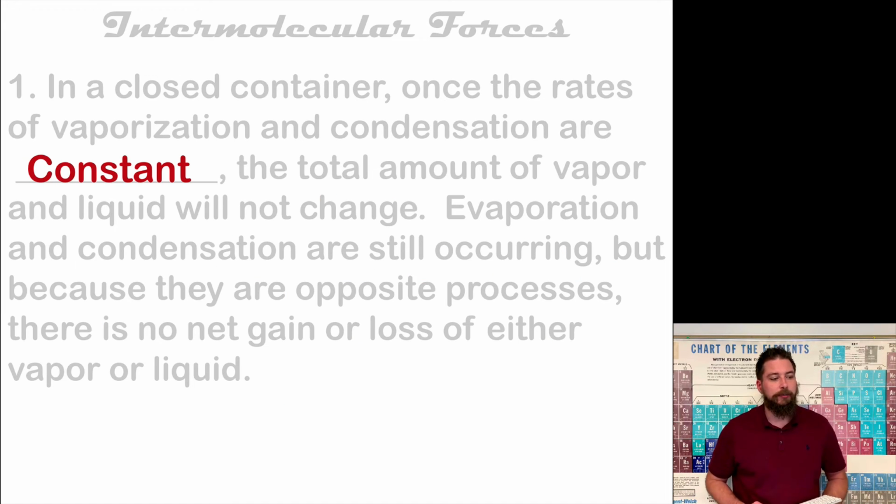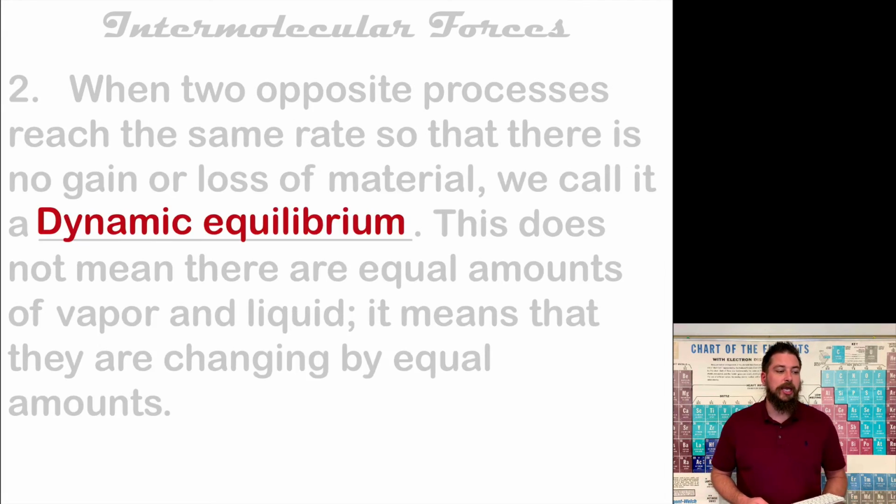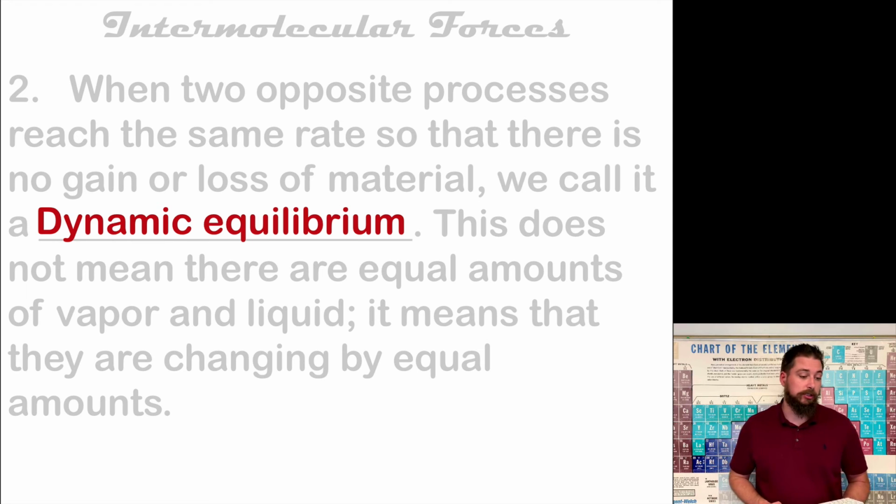And so in a closed container, once the rate of vaporization and condensation are constant, the total amount of vapor won't change. So there are vapor molecules becoming a liquid, and there are liquid molecules becoming a vapor, but the overall amount will not change. And this is called dynamic equilibrium. What I'll say is we don't really need to understand dynamic equilibrium at this particular moment for this unit. We will talk more about it in the future. But essentially, again, the amount becoming gas is equal to the amount becoming a liquid.